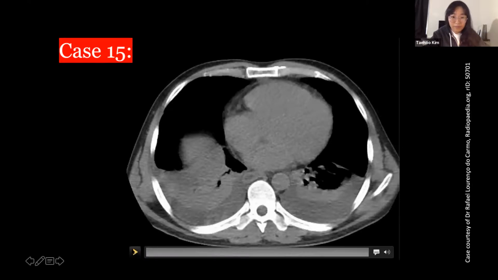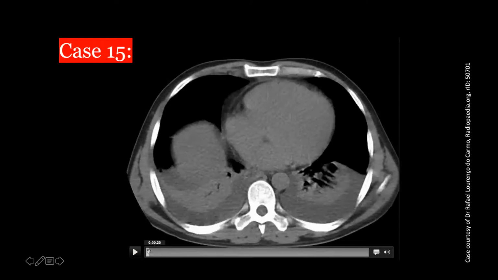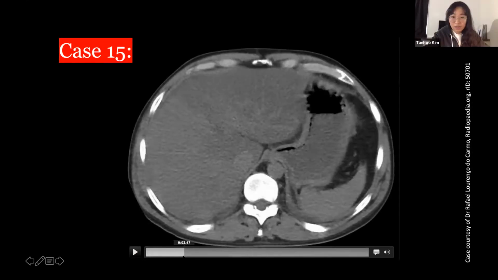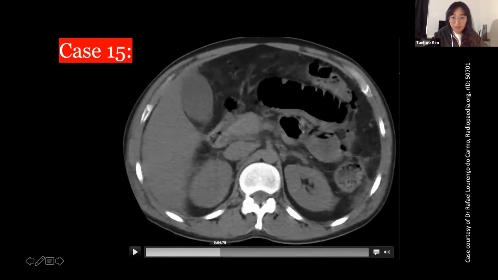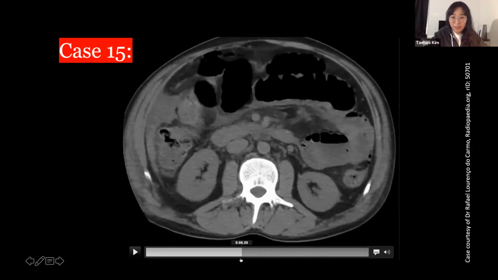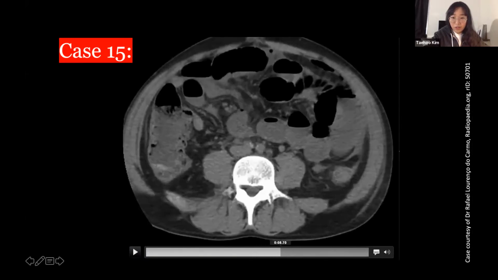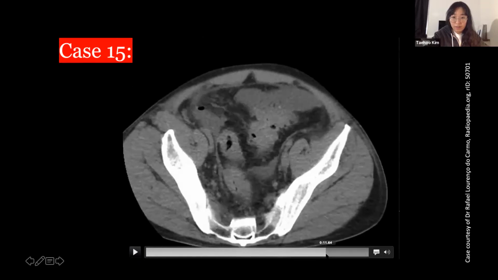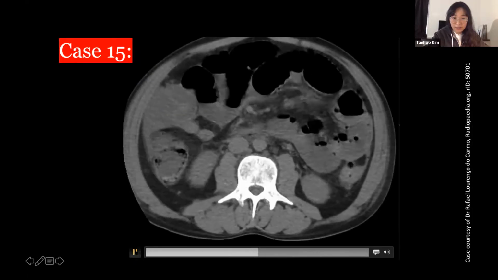Another one. So this patient has bilateral pleural effusions, but ignore that. This is a non-infused study, so no IV contrast given. That's why everything is gray, the same density. So your goal is to look for any fat stranding. I admit that this guy already has a lot of free fluid.